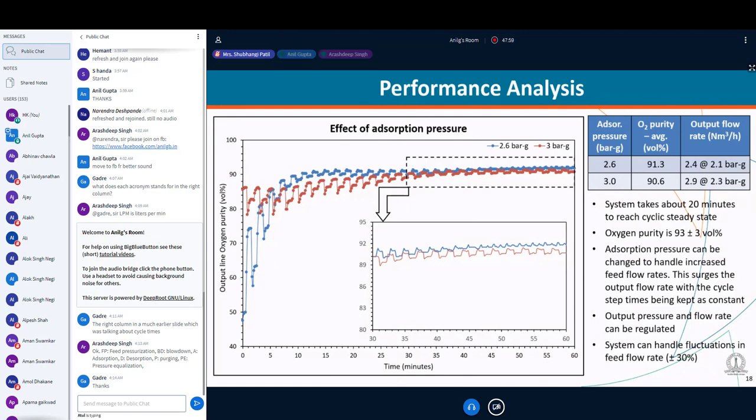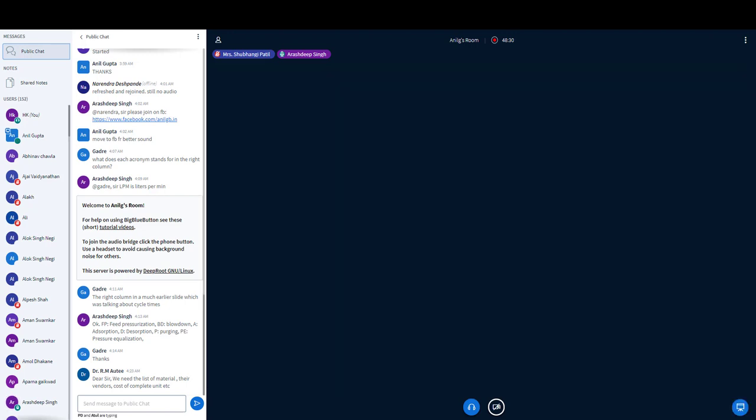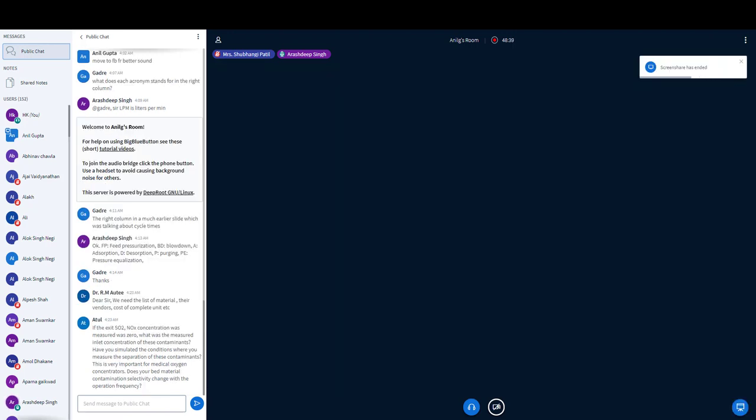The first very important input parameter is the pressure at which you are going to work. There are two main experiments that we have been doing, although we have also done a little higher pressure. Because we wanted to reduce the operational cost of the system, we worked at around 2.5 bar and around 3 bar. You can see the results: at 2.6 bar and also at 3 bar, the purity of the system is maintained. In this case also, it took around 20 minutes or around 10 cycles for the system to respond to a particular condition.